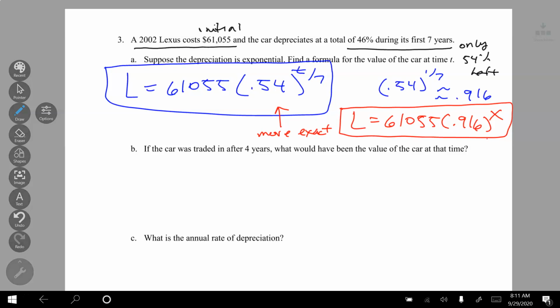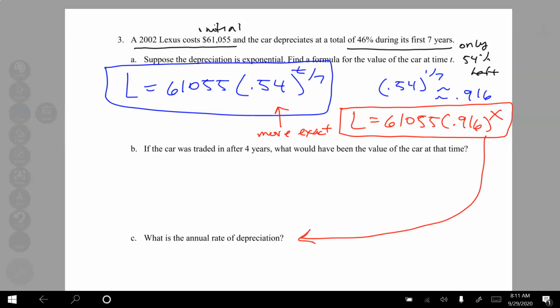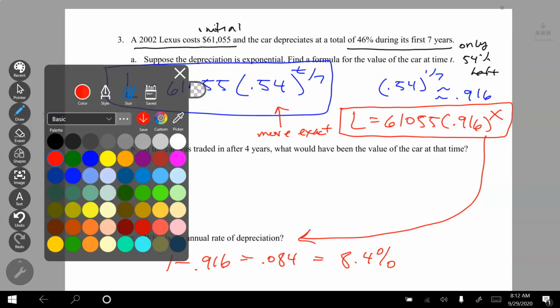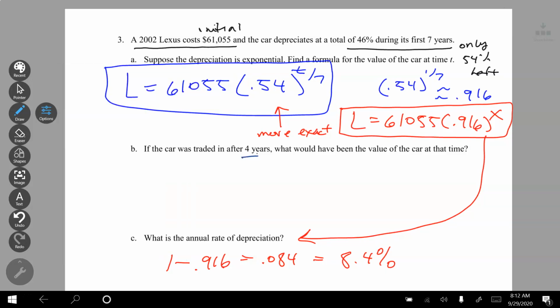Well, that does help me with this part, because I do 1 minus 0.916, and I get 0.084, which is 8.4%. That's what it's losing per year. But if I want to know the value after 4 years, I'm going to plug it in here. L equals 61055 times 0.54 to the 4 over 7.